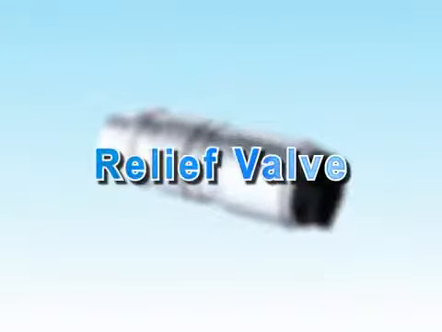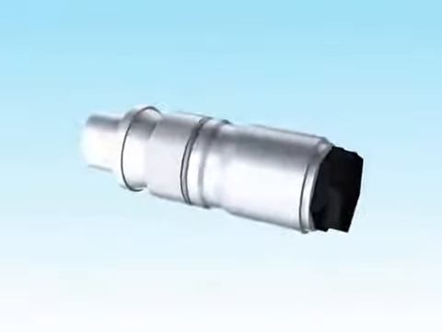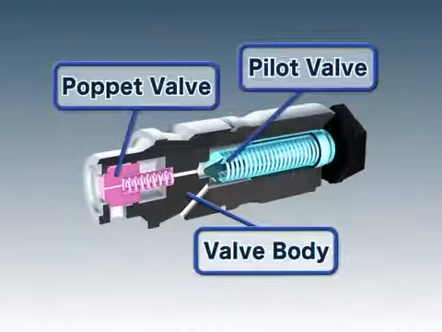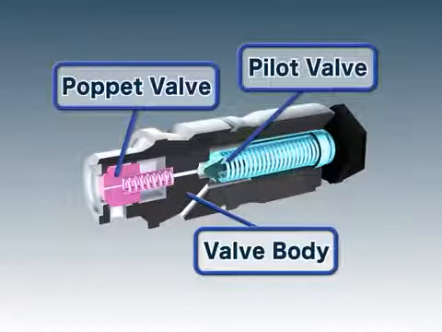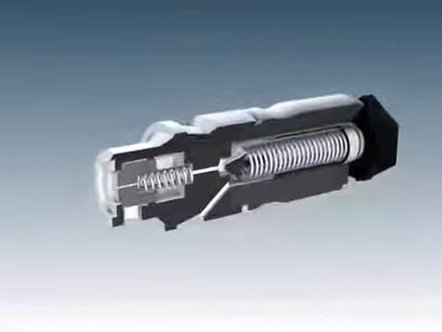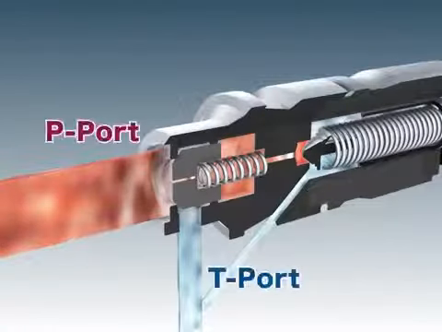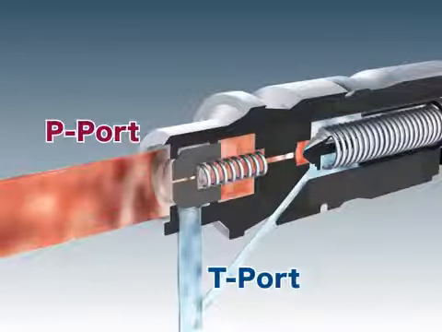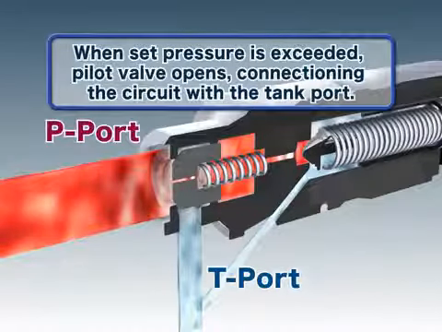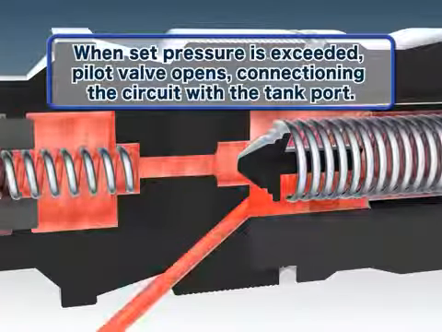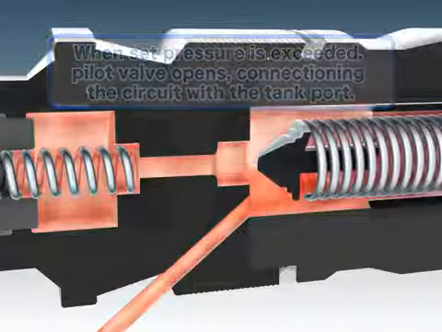The relief valve is a safety valve, which releases pressure to the tank when pressure within a hydraulic circuit exceeds the set pressure. The valve is composed of a valve body, pilot valve, poppet valve, and other components. Normally, the poppet and pilot valve remain closed, preventing flow through the valve. When the set pressure is exceeded, the pilot valve is pushed open by the pressure, connecting the circuit with the tank port, allowing for hydraulic oil to flow through.